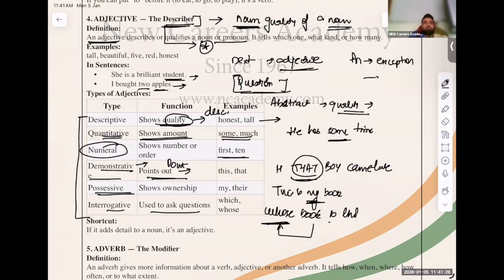Anything which describes the quality of a noun is called an adjective. Don't follow the order in the notes. I'm just telling you what is easier, even easier to explain to you. Conjunction. What are conjunctions? The gap fill ones, joining two sentences. Okay, what is a gerund? Gerund is ing. Anything ending with ing.